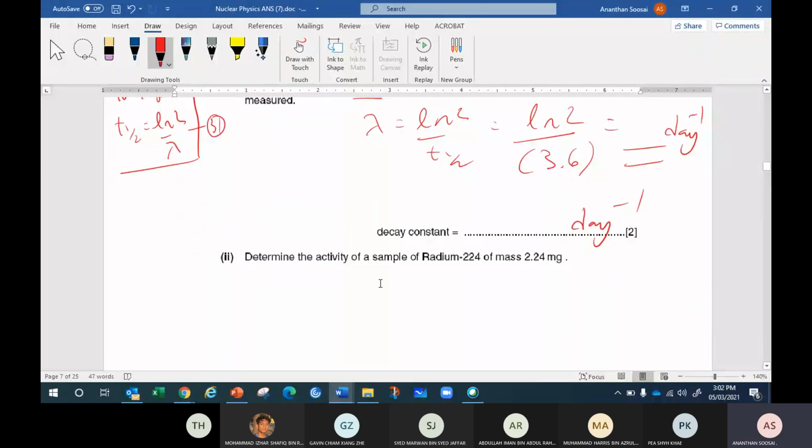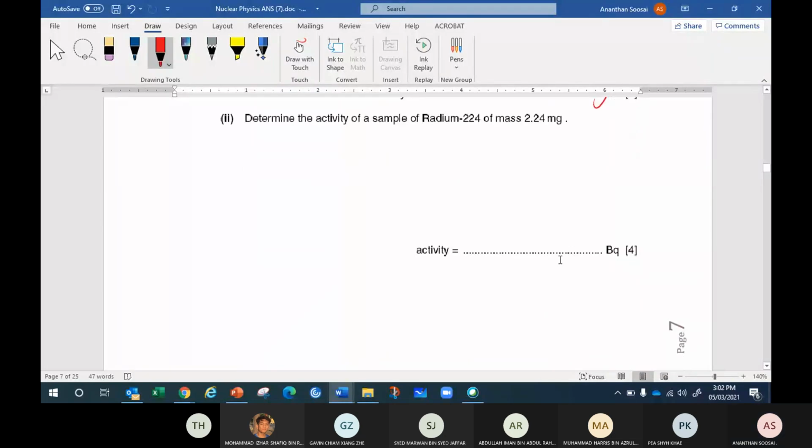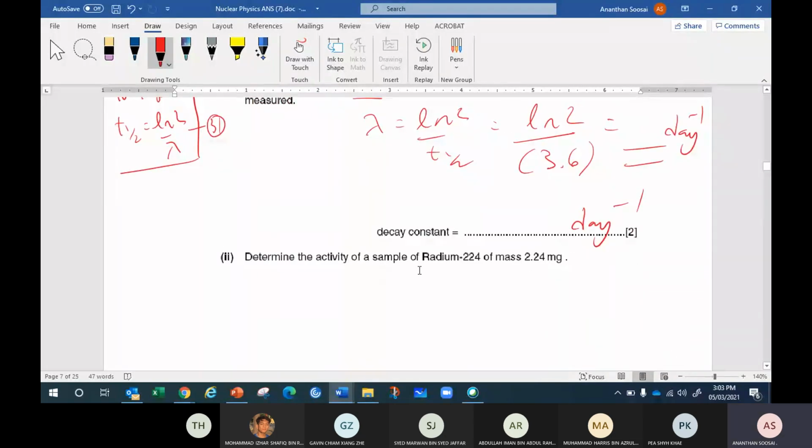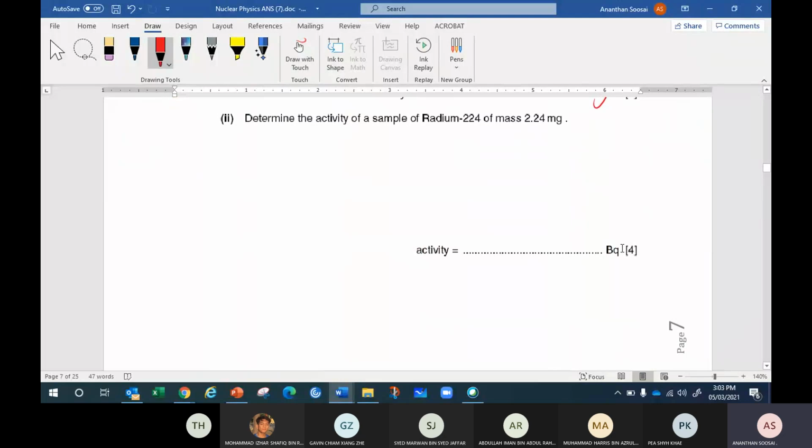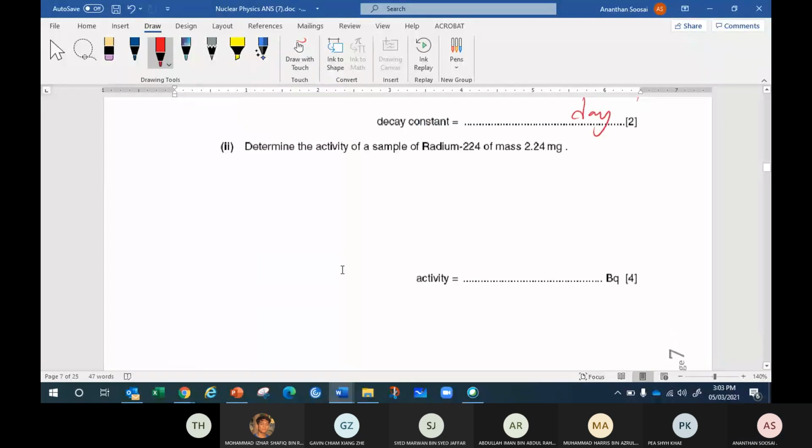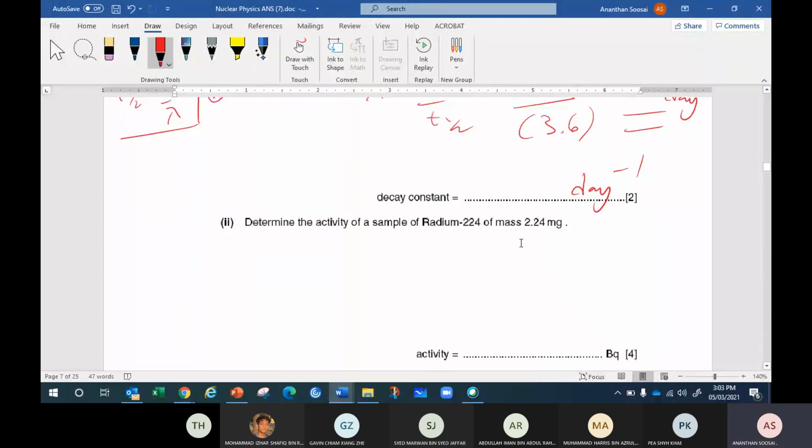Next. Determine the activity of the sample of radium 224 of mass 2.24 milligram. So 4 marks. 4 marks is a lot. Only the difficult questions get lots of marks. Determine the activity of the sample of radium 224 of mass 2.24 milligram.